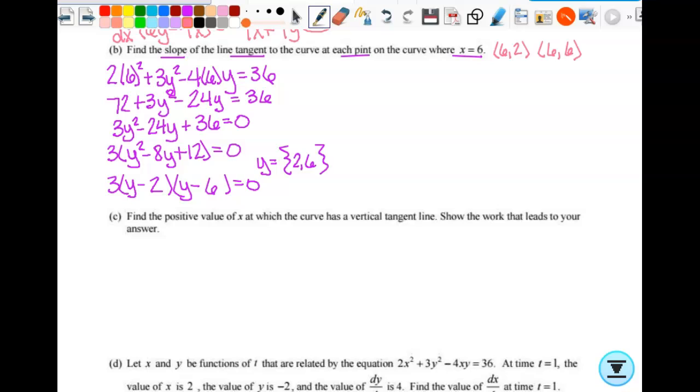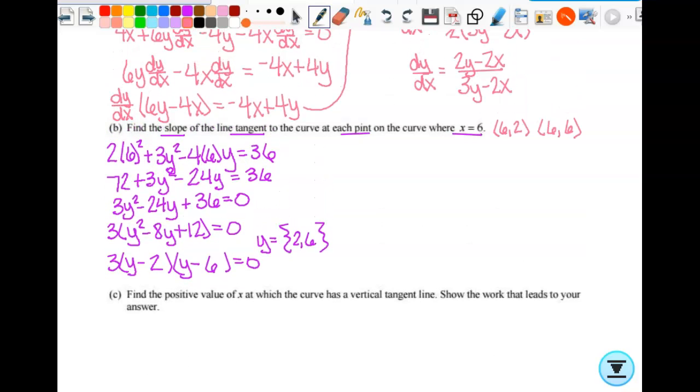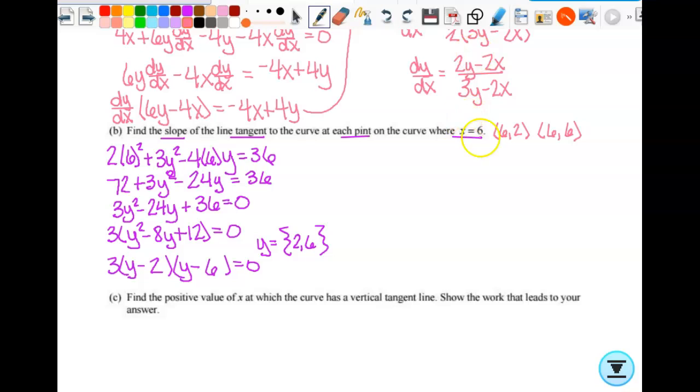Any questions about where anything came from? Nothing in that question says go find y. You have to know that when you want the slope, you're going to use the derivative. And for the derivative, you're going to have to know x and y. That's how you know to go find y. We found y. We got our points because we need x and y, and we're going to have to do it twice.